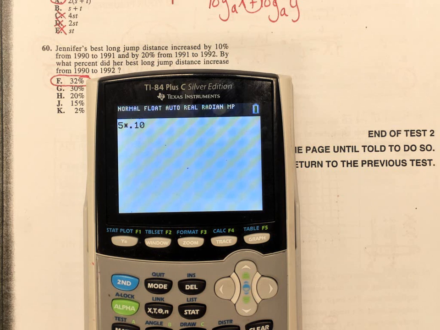Okay, 3 people cannot speak at one time. One at a time. Matthew. So it said 10% from 1990 to 91. Yes? Okay, and then it went 20% from 91 to 92. So I took that as two different years. Yeah, me too. It is two different years. This doesn't make any sense. Let me just take that out.